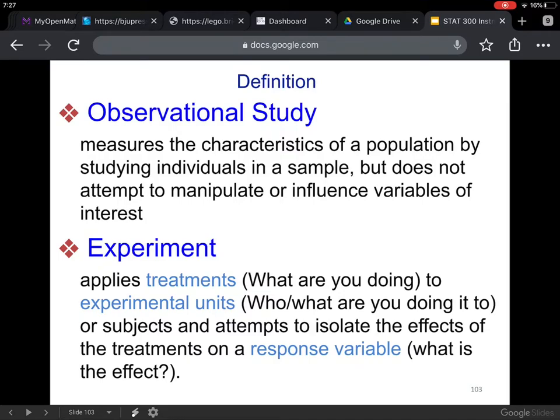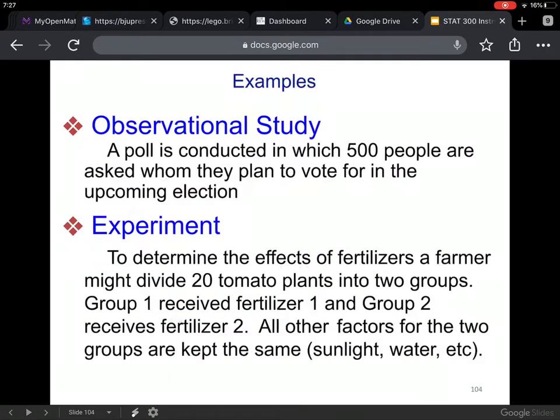The difference between an observational study and an experiment is that in an observational study, you're just observing things, collecting tally points, for instance, or asking for a survey. Whereas in an experiment, there are actually treatments that are applied to experimental units. So what are you doing? That's the treatment. To who or what are you doing it? That's the experimental unit. And then there is a response variable. What happened? What's the effect? So that's what an experiment is. Whereas in an observational study, again, you're not trying to manipulate anything. You're just gathering information from the population.